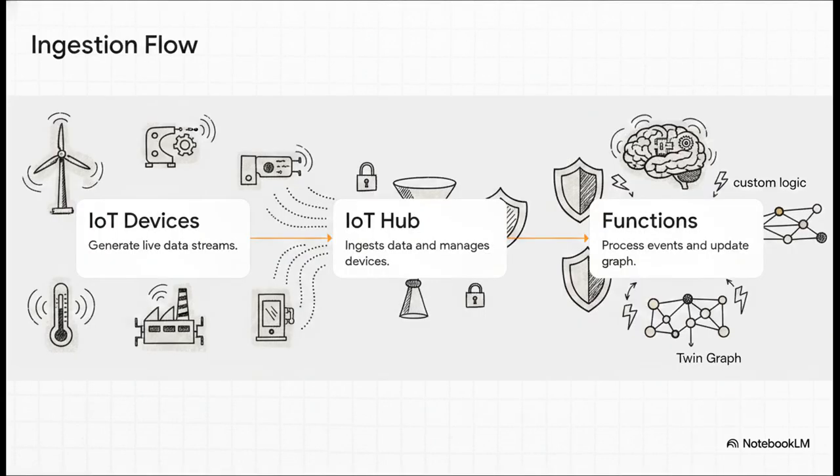Let's explicitly map out this technical flow step by step, because this is absolutely the core engine of the architecture. Step 1. Your IoT edge devices out there in the physical world are generating live data streams. Step 2. IoT Hub ingests that data and handles all the device management and security. And then Step 3. Azure Functions act as the brain. They process those raw events according to your custom logic and issue the exact commands to update your live cloud twin graph. This right here is your chronological flow of data from physical hardware to the cloud graph.